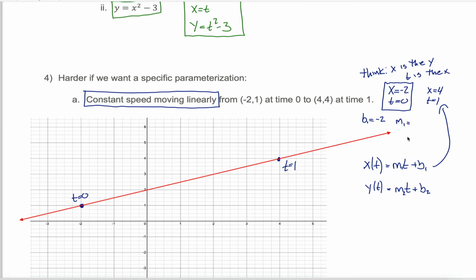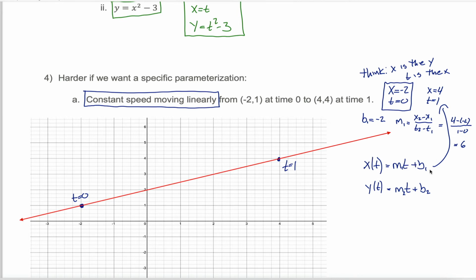When you're thinking about the slope, you're probably thinking the change in y divided by the change in x. But again, the x is the y and the t is the x. So instead of thinking about the slope as the change in y divided by the change in x, think about it as the change in x divided by the change in t. If I call this x1 and t1, x2 and t2, I can calculate the slope by taking this 4 and subtracting this -2, and then dividing it by this 1 minus this 0. 4 minus -2 is 6. 6 divided by 1 is equal to 6. The slope of this line is 6.